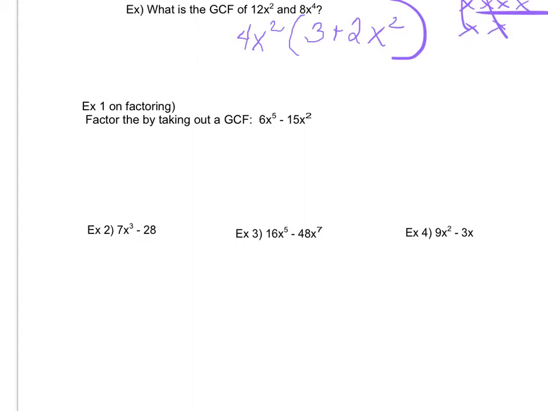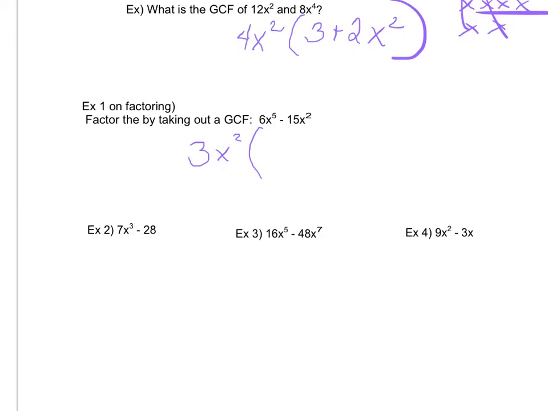Step 1, I'm going to factor by taking out a GCF. So 6x to the fifth and 15x squared. Numerically, I know 6 and 15 can both be divided by 3. X to the fifth and x squared can both be divided by x squared. I put it out front and I ask myself, what is 6x to the fifth divided by 3x squared?